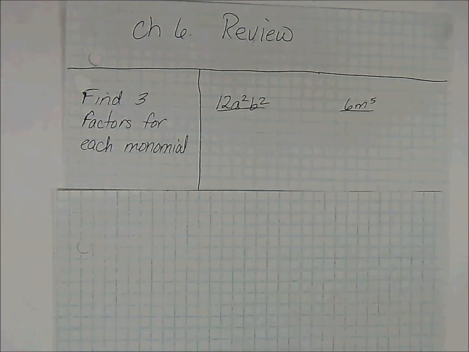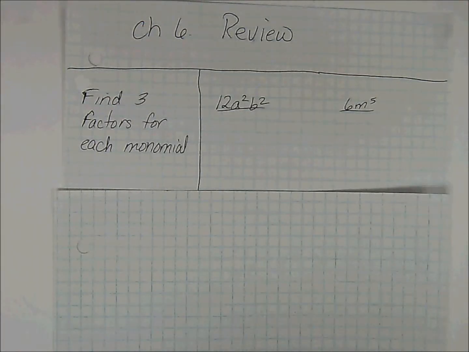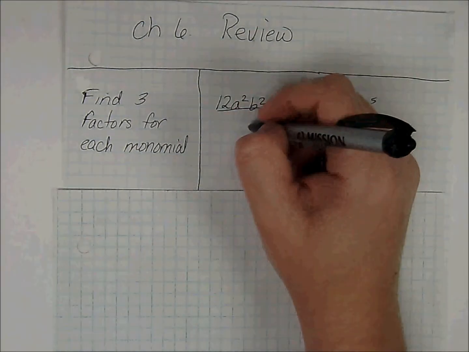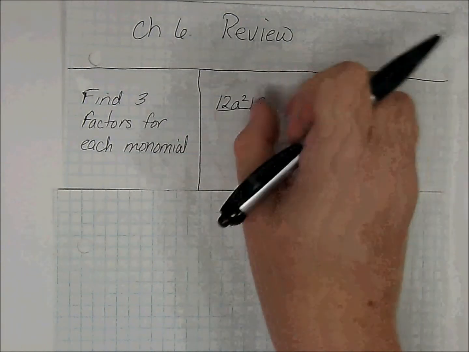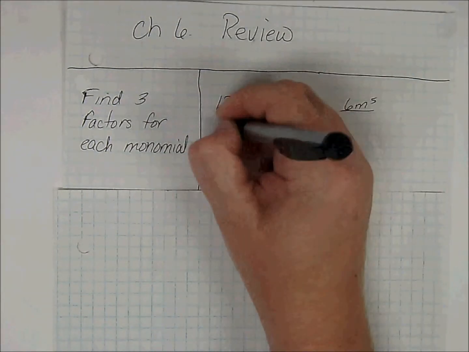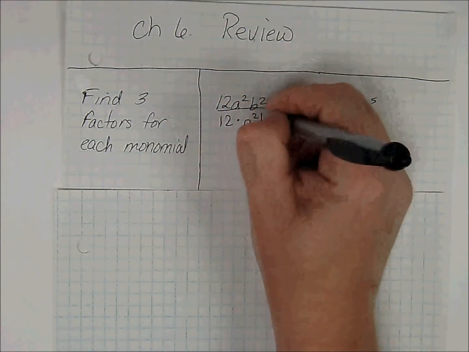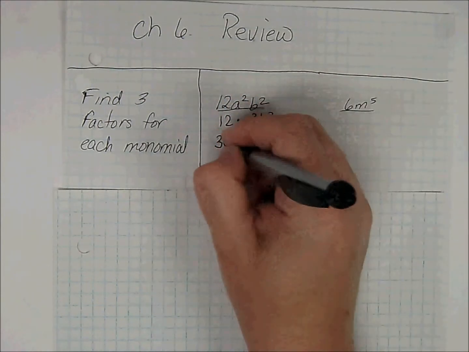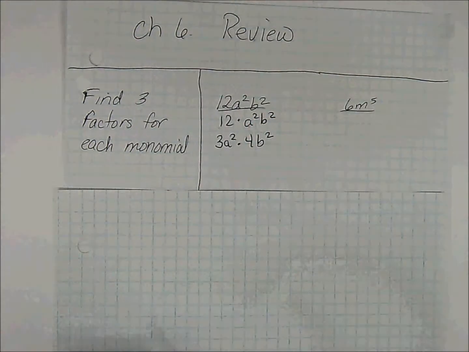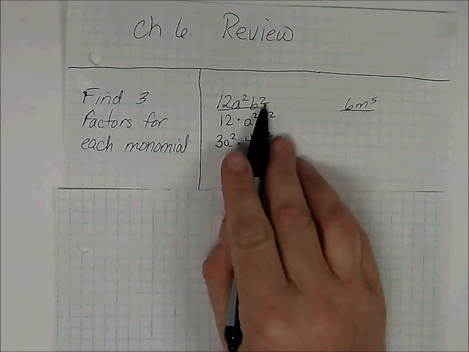All right, so we're doing a Chapter 6 review, and the first thing we talked about in Chapter 6 was factoring of monomials. And all you were looking for were two things that multiplied together, two terms, that you got this. So we talked about maybe it's 12 times a squared b squared. Maybe it's 3 times a squared and 4 times b squared. So as long as the two multiplied together and gave you this, then you had the factor.